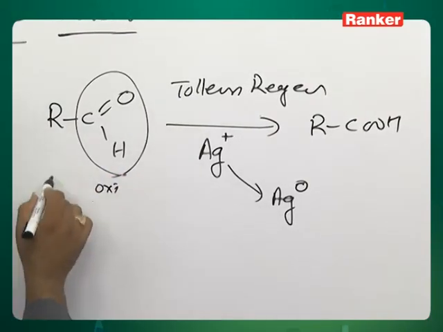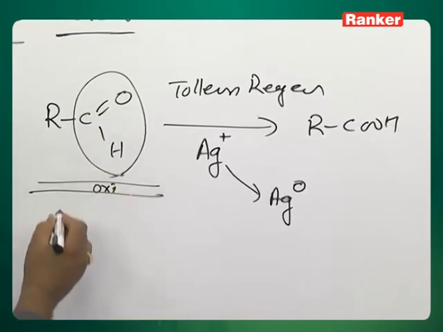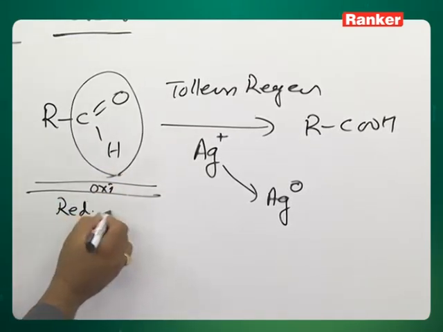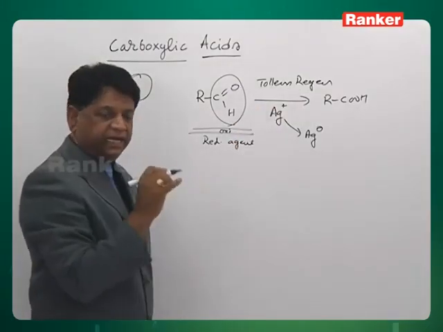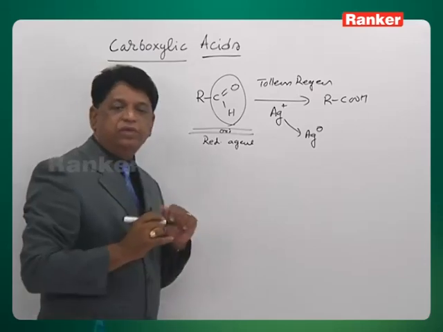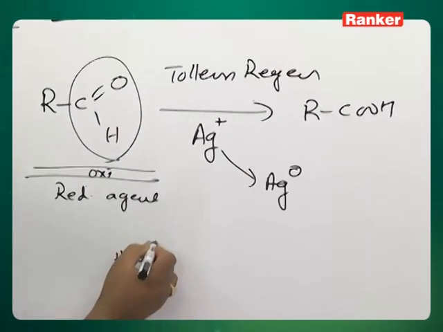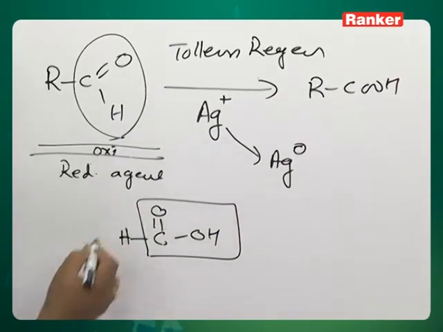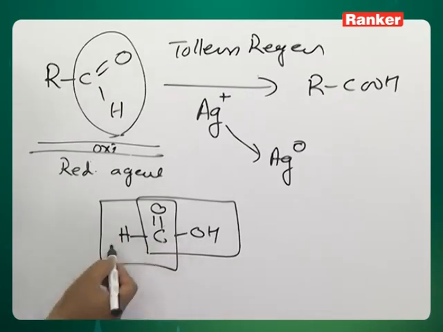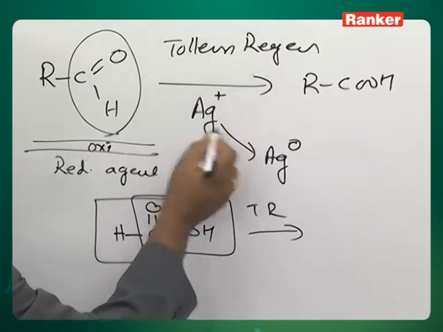So therefore, this compound is called what? It is undergoing oxidation, but it is called a reducing agent. What is the Tollens reagent? It is an oxidizing agent. So aldehydes originally have reducing property. Formic acid has a carboxylic acid function, but if you see this side, we have an aldehyde. So if you add Tollens reagent, that is ammoniacal silver nitrate, what is happening?